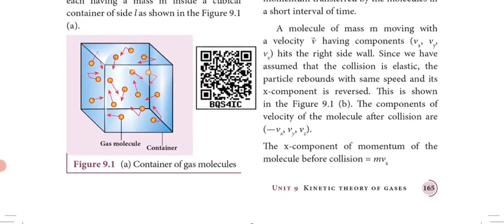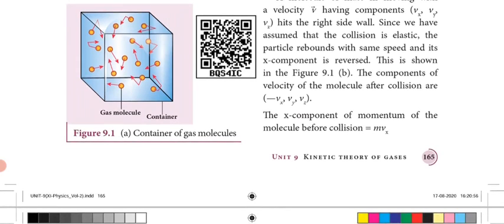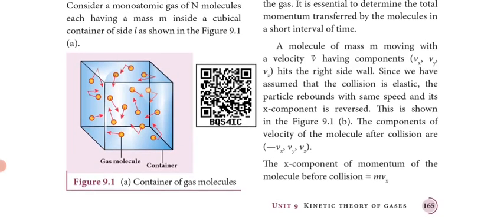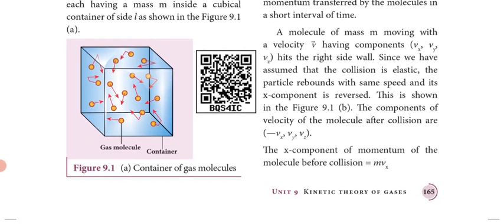So consider a molecule of mass m. If it is moving, it will have some velocity, and that velocity we take as v, and it has components along three different axes, x, y and z, and the velocities along these three axes are taken as vx, vy and vz.